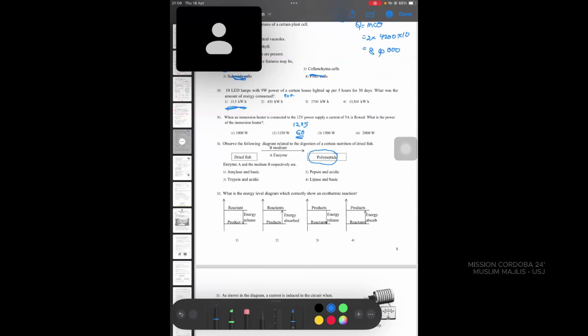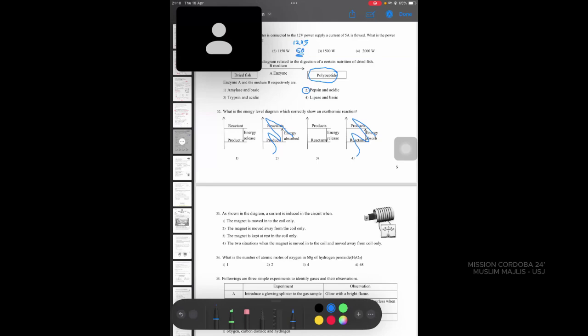In the energy release, this answer is out. If energy is released, the products have a lesser amount of energy than the reactants. The answer is the first one. Now, this one I explained the other day.